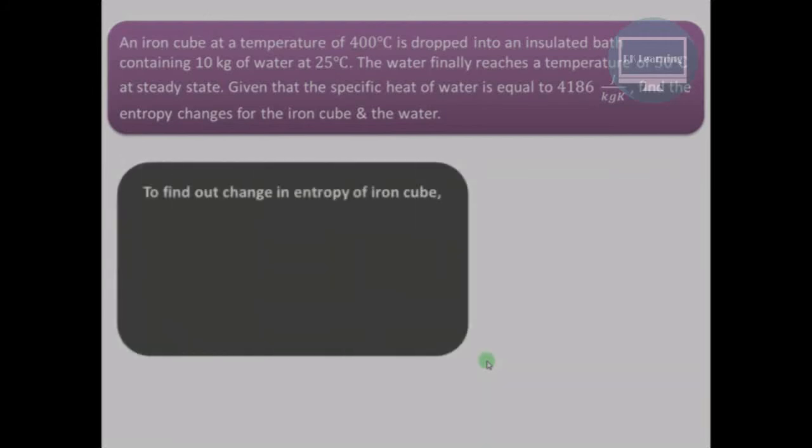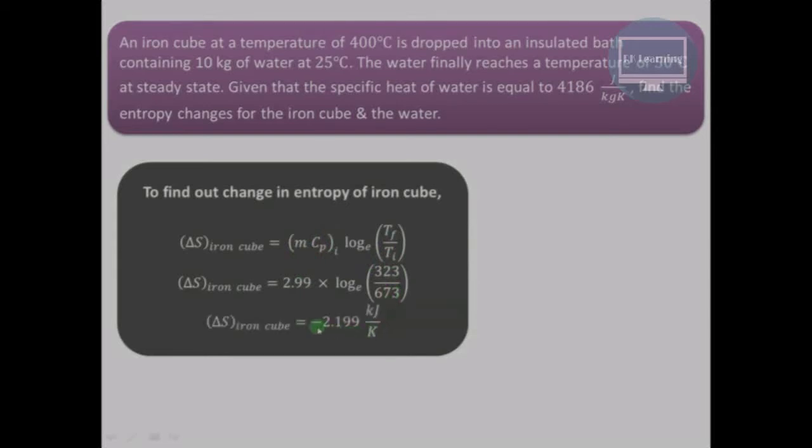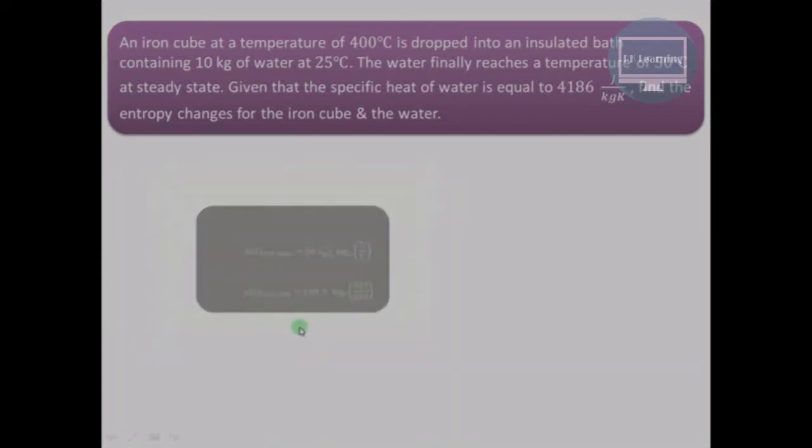So let us see how to find the change in entropy for the iron cube. We know that for the iron cube, the change in entropy will be given by mass into specific heat into ln of Tf divided by Ti. Substitute the values. Just now we calculated the heat capacity of iron, that is 2.99. The final temperature in Kelvin is 323 and the iron cube's initial temperature is 673. Substituting these values, it will be minus 2.199 kilojoule per Kelvin. As the heat is rejected from the iron cube, the change in entropy will be negative.